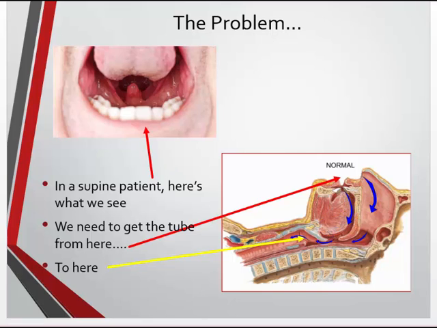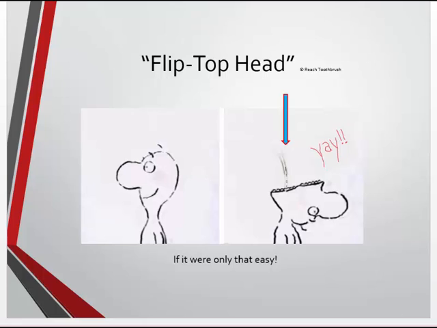We have to negotiate this whole airway situation and get around the tongue and everything else here so we can actually visualize the cords, which are anterior to the esophagus. So that's the problem, and that's why intubation is a skill that people sometimes struggle with, because it's going around a pretty wicked curve there.